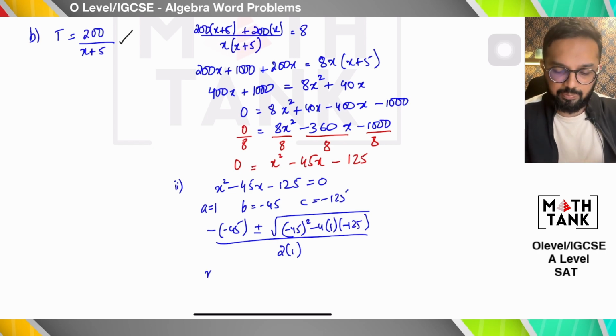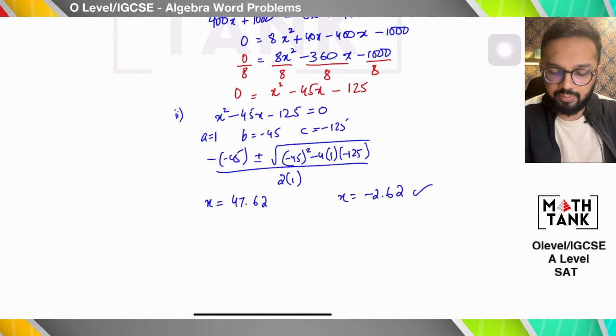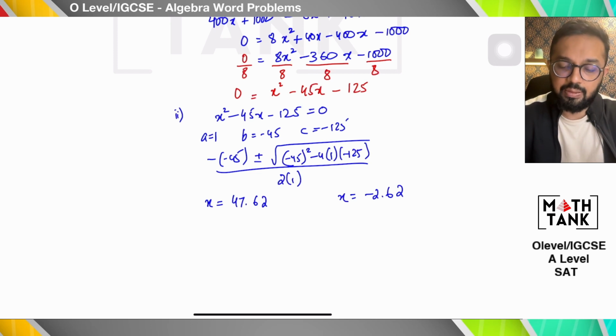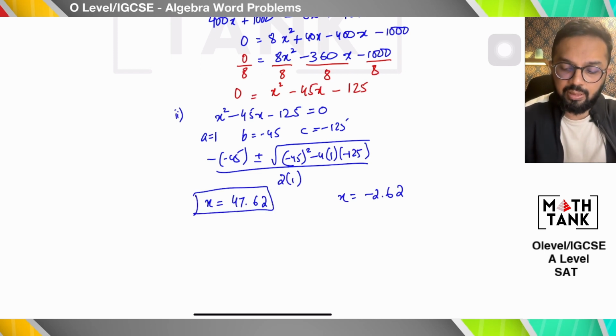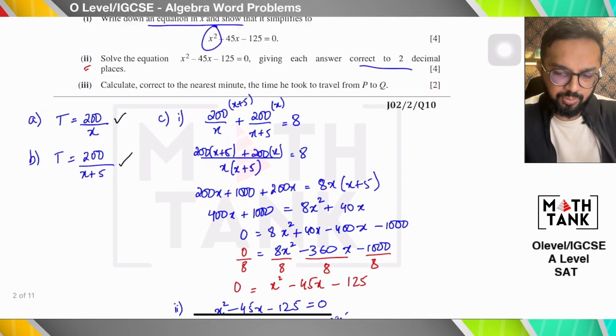Okay, that gives me x as two values, 47.62 and, with the negative, minus 2.62. That is three significant figures, but it says two decimal places, so I have to keep it as two decimal places. So those are my two answers for the equation. The question will probably tell me which one to use later on.